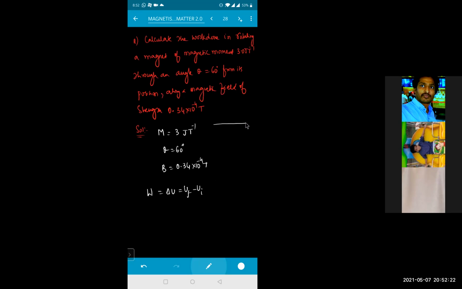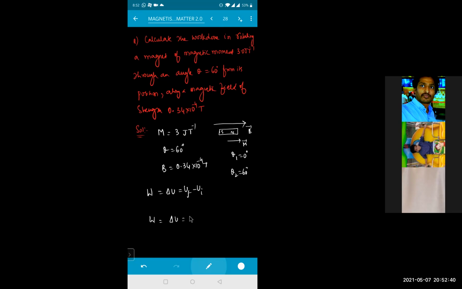This is your magnetic field B, and the bar magnet is also in the same direction. This is your south pole and north pole, so this is also your bar magnet. That means theta 1 is how much? 0 degrees. And theta 2 is how much? 60 degrees. So work done will be equal to how much? What is the formula?